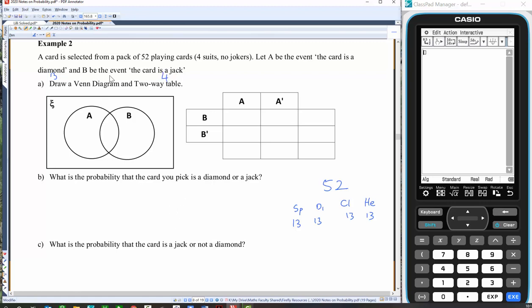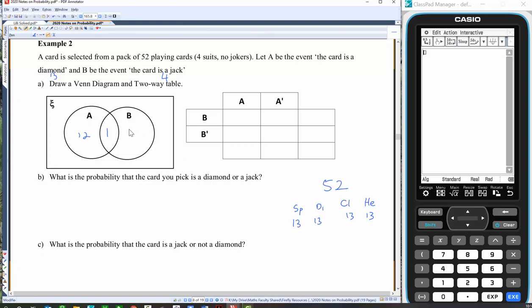Right, so let's have a look at the Venn diagram. Event A is the card is a diamond. Event B, the card is a jack. What we're going to do is take care of the intersection first. What do these two events have in common? The jack of diamonds. There's 1 jack of diamonds. There's 13 diamonds in total, so that is going to be 12 left over there. So we've got event A, the card is a diamond, 12 plus 1, 13 diamonds.